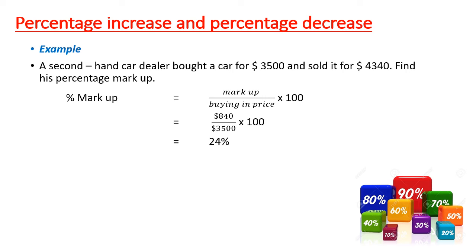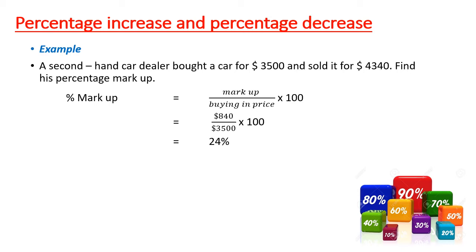Now you can see this equation. Percentage markup equals markup value divided by buying price, multiplied by 100. First of all you have to find what the markup is. How can we find it? Selling price minus buying price. You can see from the question what the selling price is: 4,340. Buying price 3,500. Now you have to subtract these two. 4,340 minus 3,500, the answer is 840.